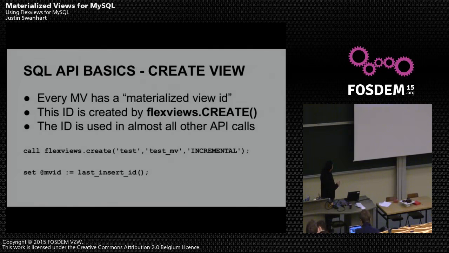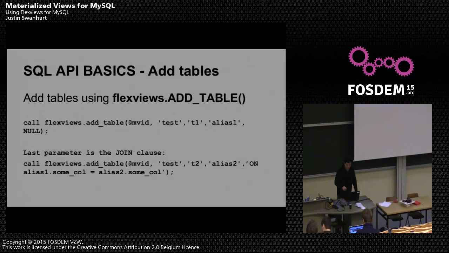You create that initial ID using flexviews.create. It takes a bunch of different parameters like the schema name, the name of the table to store the view in, and then the refresh algorithm to use. So that's going to be either complete or incremental. I'll show a complete example at the end. I'm going to do incremental first. So set mv_id equals last insert ID. I definitely use last insert ID, which was a question of mine in the ProxySQL talk.